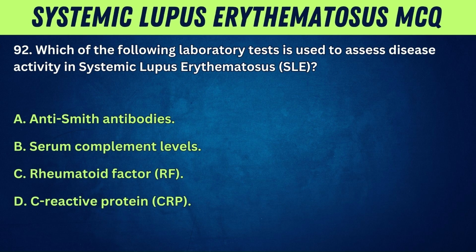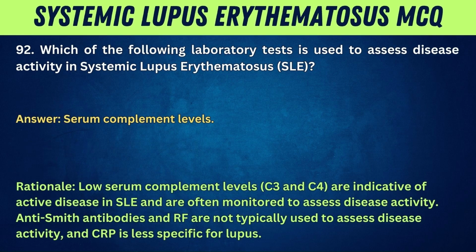92. Which of the following laboratory tests is used to assess disease activity in systemic lupus erythematosus, SLE? A. Anti-Smith antibodies. B. Serum complement levels. C. Rheumatoid factor, RF. D. C-reactive protein, CRP. Answer: serum complement levels.